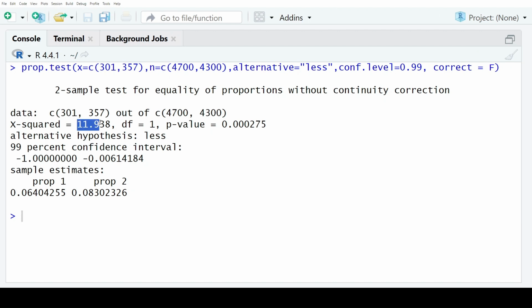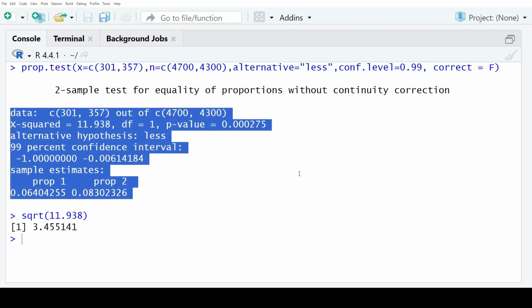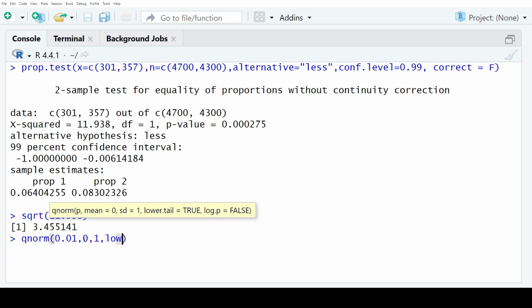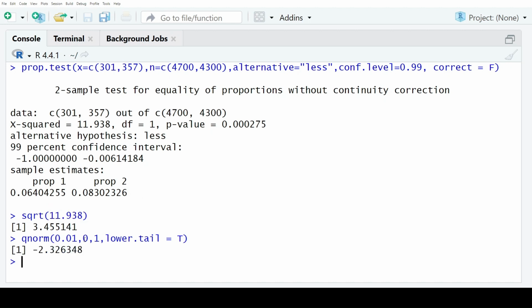But again, this isn't the test statistic. That's the test statistic squared. So I have to take the square root of 11.938, and that gives me my test statistic. Before I switch back over to the notes, I do want to do the critical value method time, because you'll need to do it on the homework. And notice none of these numbers in the prop dot test is the critical value. So remember, we're doing a left-tailed test, so the critical value is going to come from qnorm, 0.01, 0, 1, and because it's a left-tailed test, lower dot tail equals true. So there's our critical value.